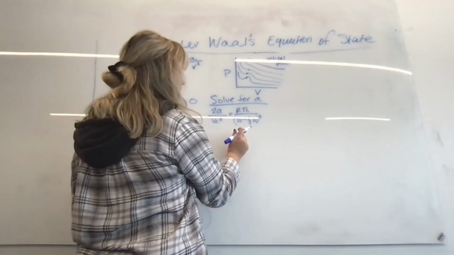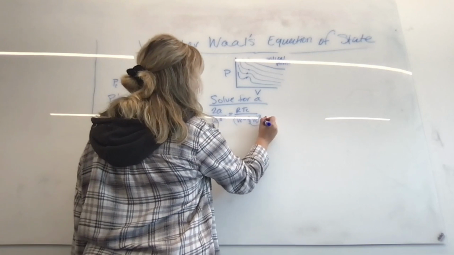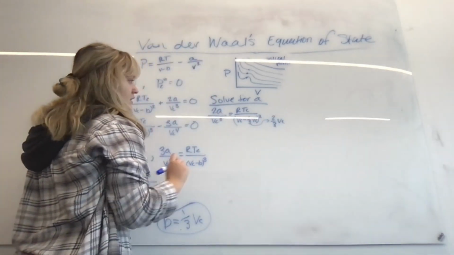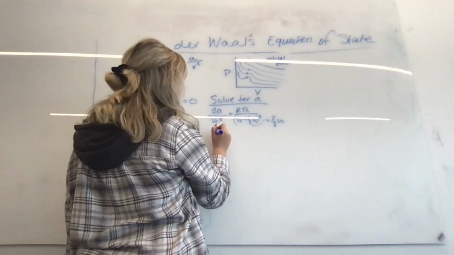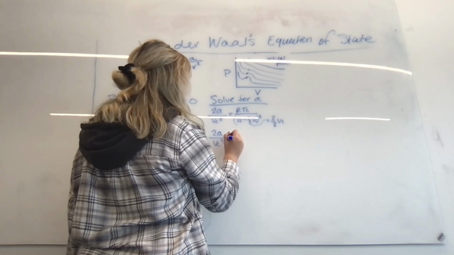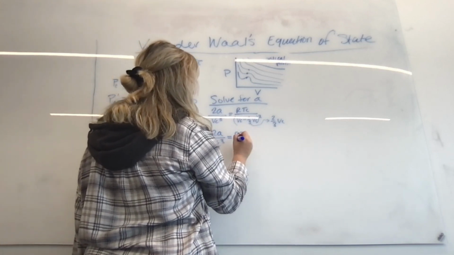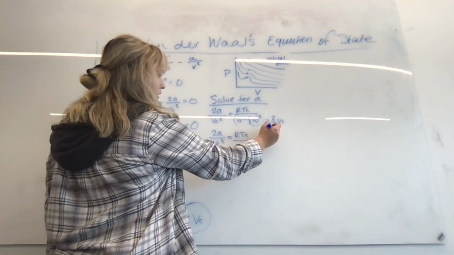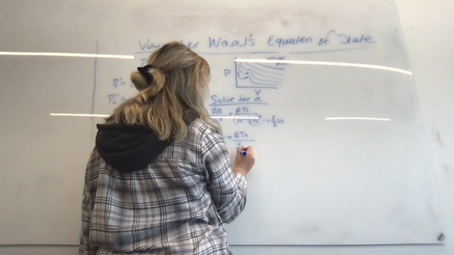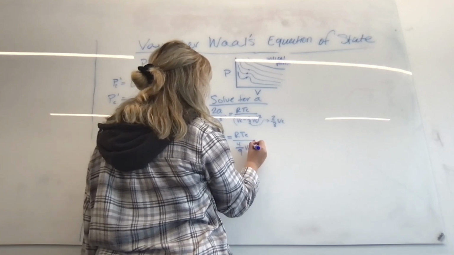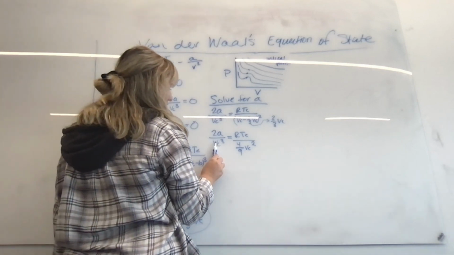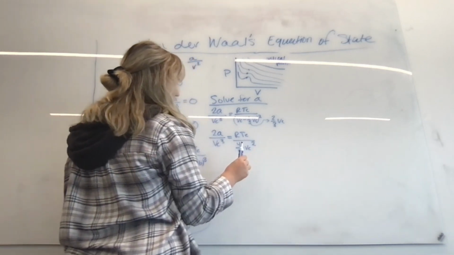So this right here can be rewritten as 2/3 VC. So now let's simplify a little bit, and we're going to say 2A over VC cubed is equal to RTC over 2/3 VC squared. So that's going to be 4/9 VC squared. So now what we're going to do is we're going to take this VC and we're going to multiply it to the other side.